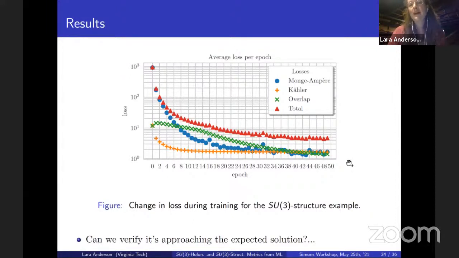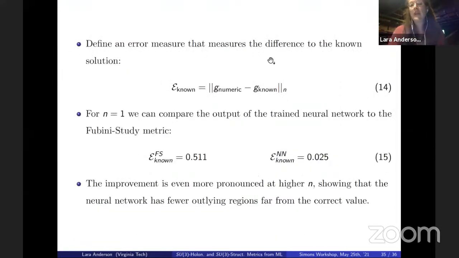The question that we really wanted to ask in this context is, can we verify that it's approaching the known solution and that the neural network is actually doing what you would like it to? Because we actually know the metric in this case, due to the analytic form found, we can measure the difference to the known solution directly by considering a mod n norm of the difference between these two metrics. For n equals 1, we can compare the output of the trained neural network to the Fubini-Study metric. The Fubini-Study metric is not at all a solution, but you can see the order of magnitude of that error point by point. We find that that's about order 0.5 and that the neural network is performing substantially better at 0.025. This improvement is even more pronounced for higher n norms, showing that the neural network has fewer outlying regions far from the correct value.